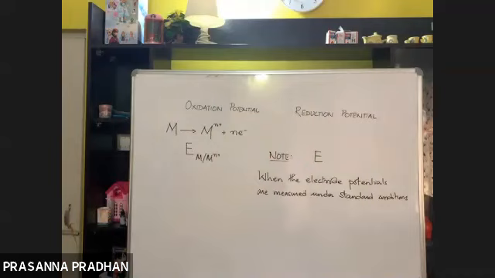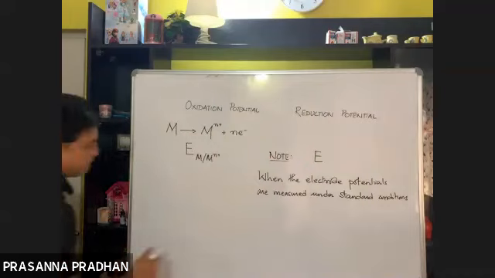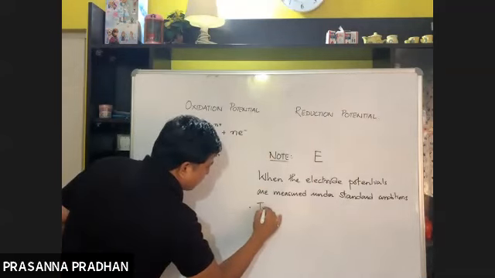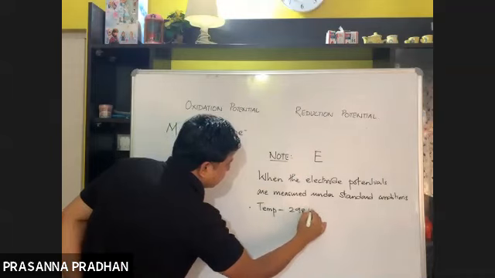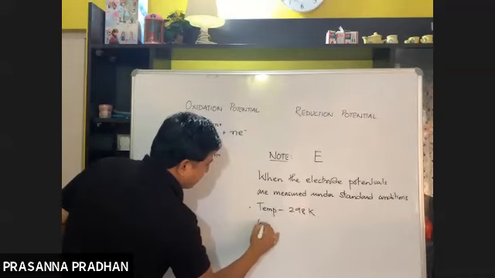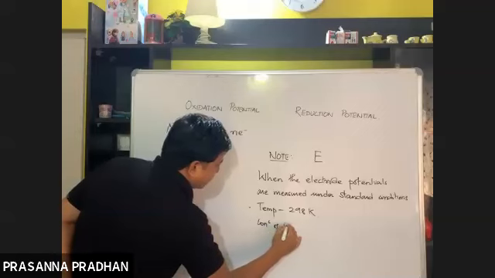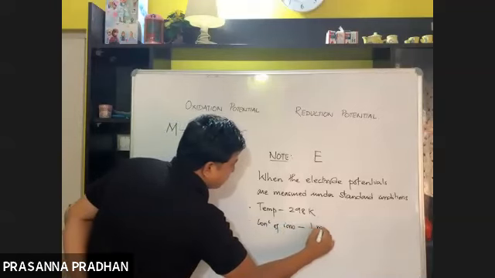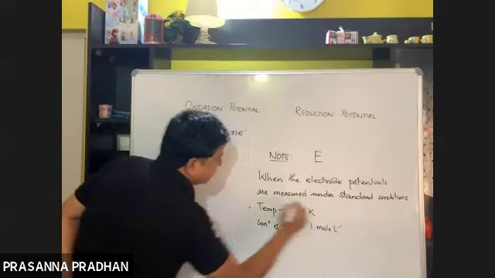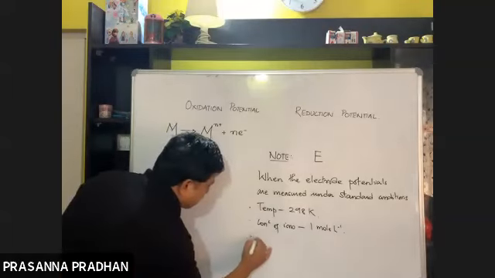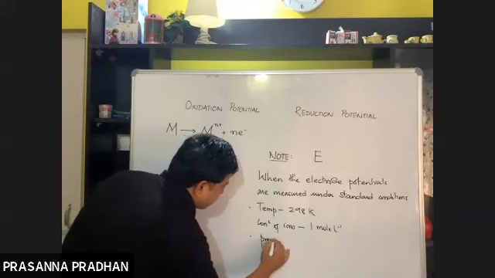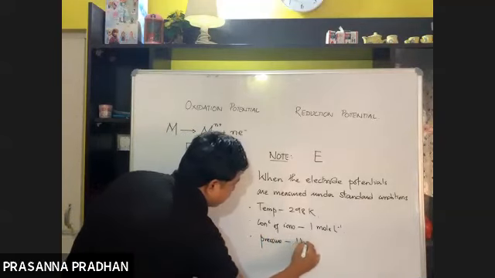So what do you mean by standard condition? Standard condition means the temperature has to be 298 Kelvin, the concentration of ions has to be 1 mole per liter or 1 molar, and if there are gases, the pressure of the gases has to be 1 bar.